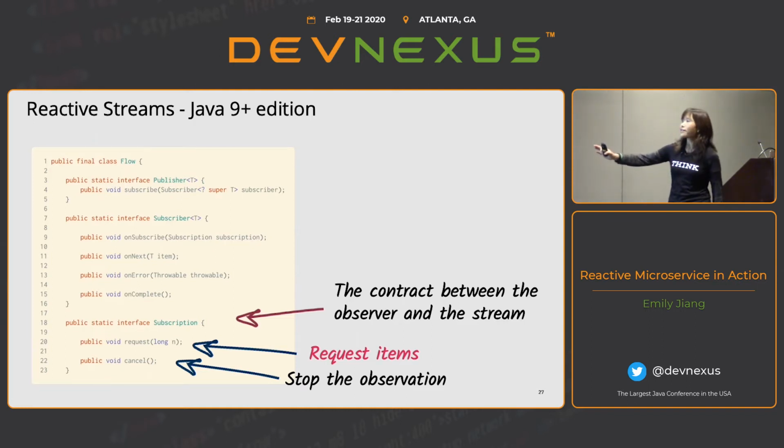The request method directly deals with back pressure. So this request is very important. If I subscribe to the publisher, I say I only subscribe to 10 items. I do not want 11. The publisher needs to make sure it only delivers 10 items to you.